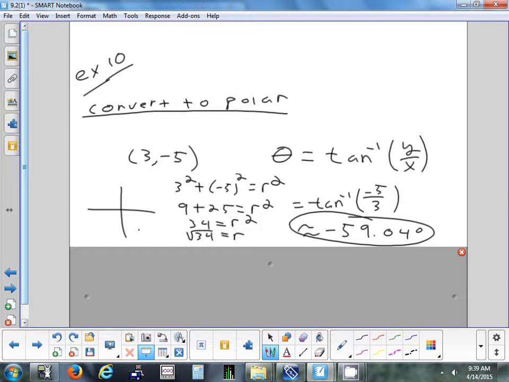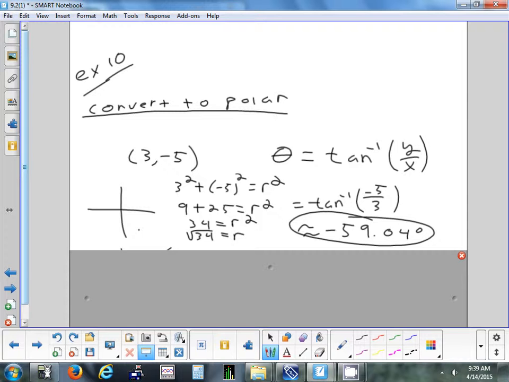Does that reduce at all? No, 4 doesn't go into 34. 9 doesn't go into it. 16 doesn't go into it. So we can't reduce that.